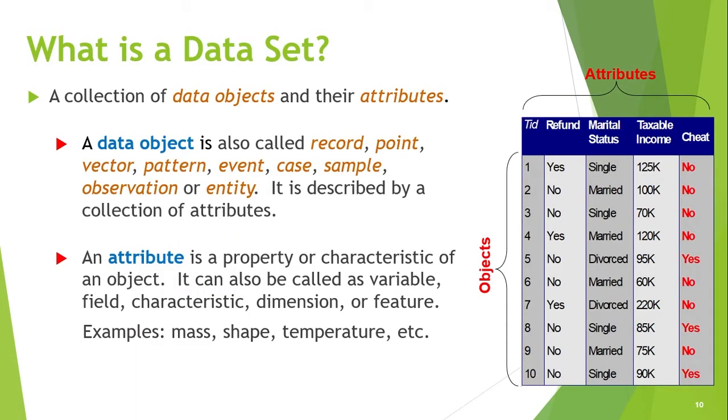What is a data set? Isa to sa mga palagi natin gagamitin na terminology. Pag sinabing data set, it is a collection of data objects and their attributes. A data object is also called a record, a point, a vector, a pattern, event, case, sample, observation, or entity. It is described by a collection of attributes.